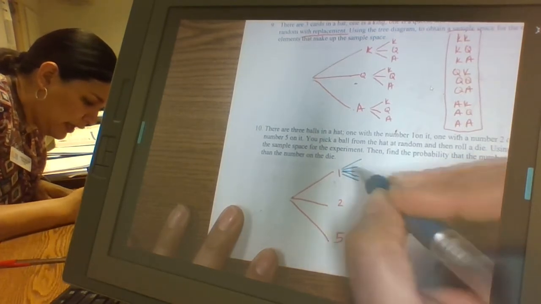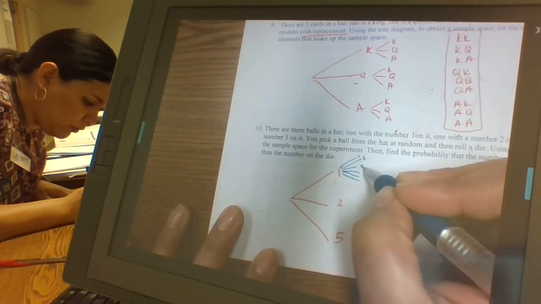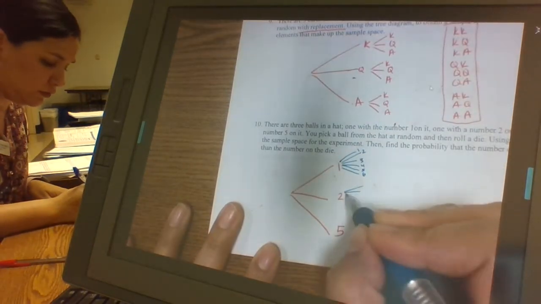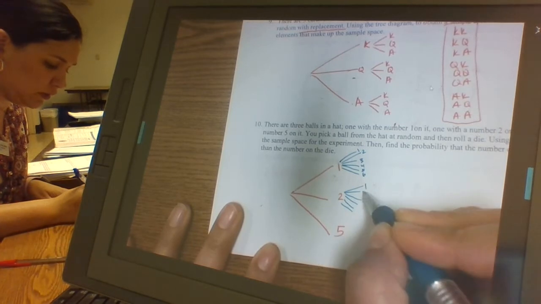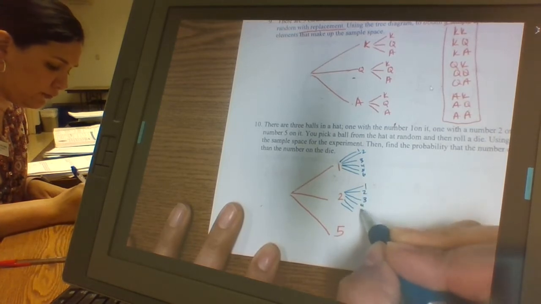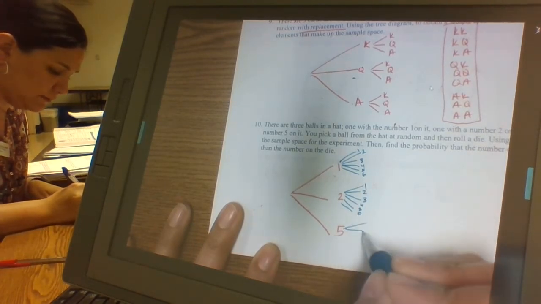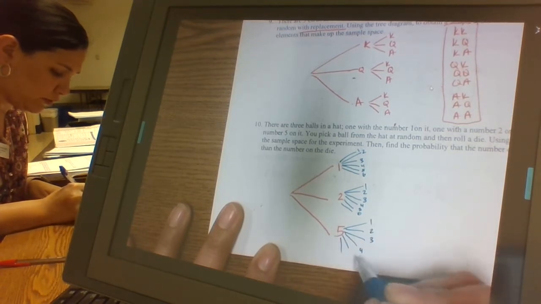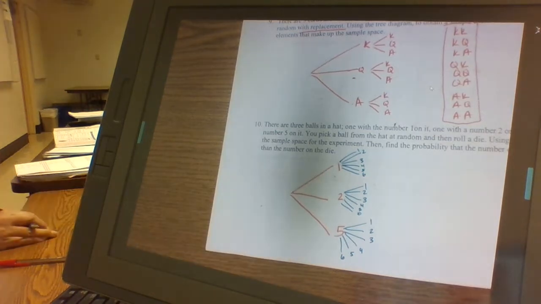So from each of these, I have to do 6 lines. 1, 2, 3, 4, 5, and 6, for each ball. Now, this one's going to lead into another question.